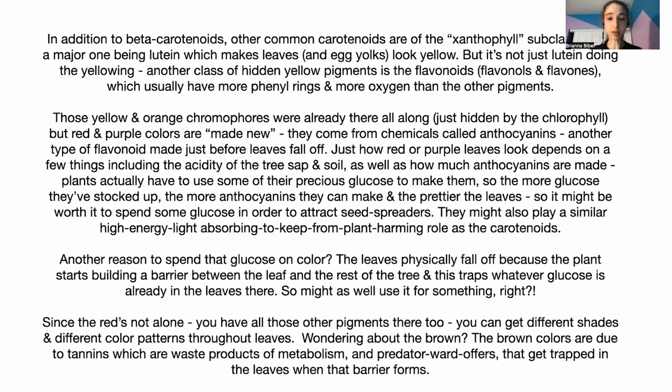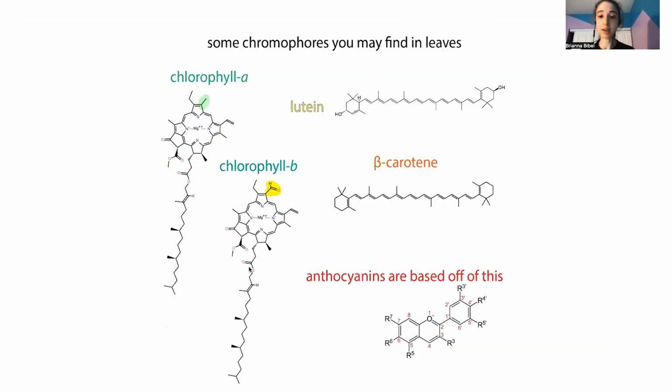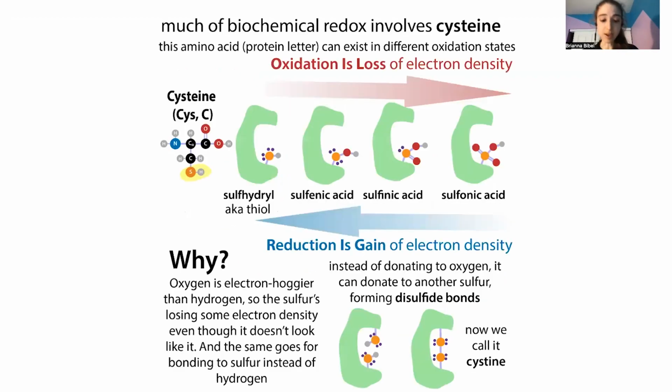For some of these color molecules, such as anthocyanins, plants actually have to use some glucose to make them. They can help attract seed spreaders, and potentially also serve as protectors from energy, similar to what we saw with beta carotene, preventing oxidative damage. High energy compounds can cause damage that leads to things like proteins getting modified in various ways, such as unwanted cross links forming. So you want to protect from this.